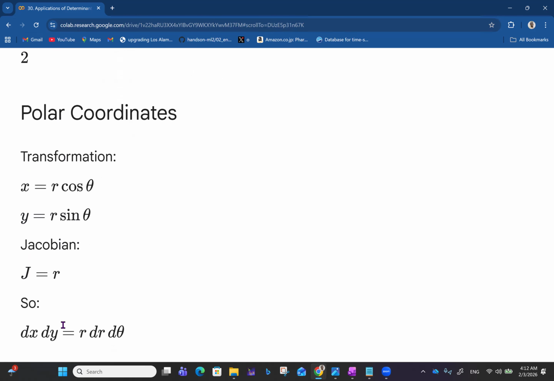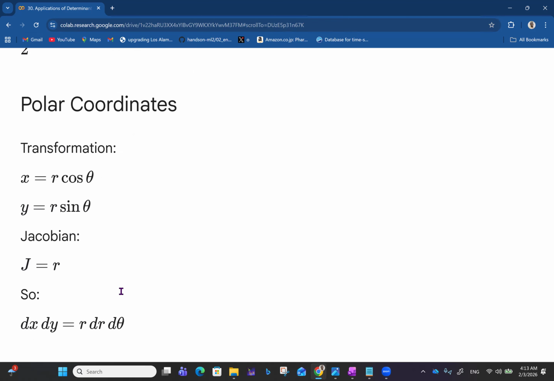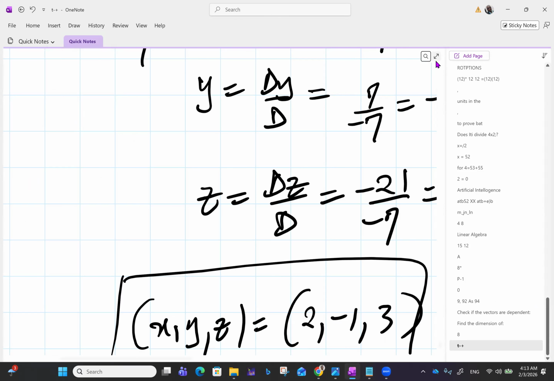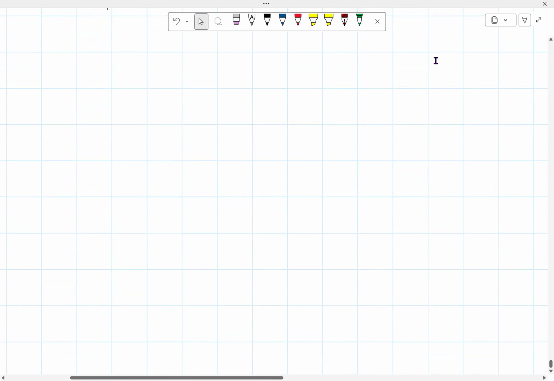Then we can also do the same for polar coordinates. You can do the transformation: x is r cos theta, y is r sin theta. The Jacobian in this case is J equals r. If you do the whole dx/dr, dx/d theta, dy/dr, dy/d theta, at the end of the day you have dx dy equals the Jacobian times dr d theta. So x is r cos theta, y is r sin theta.